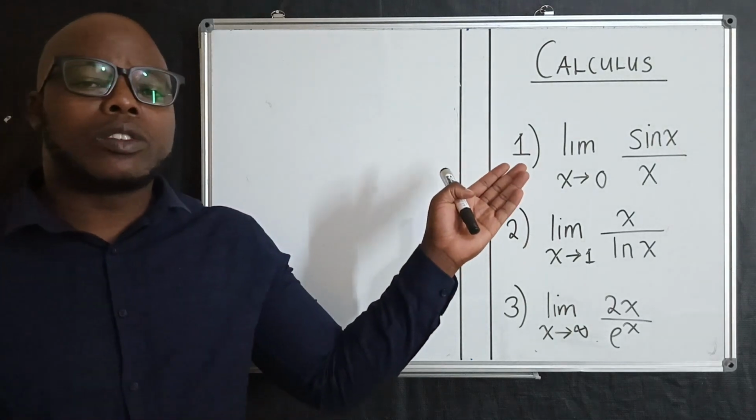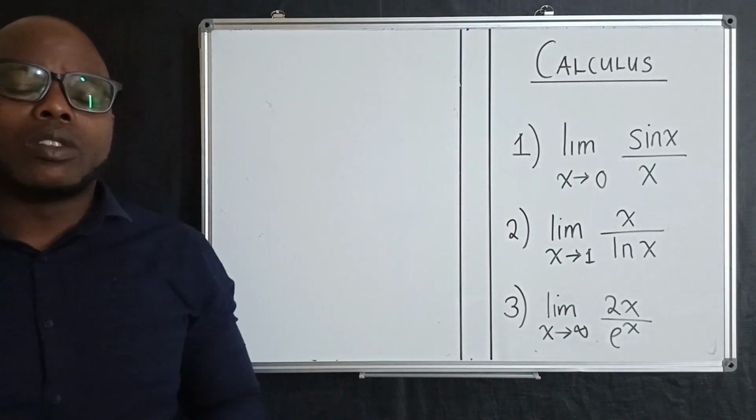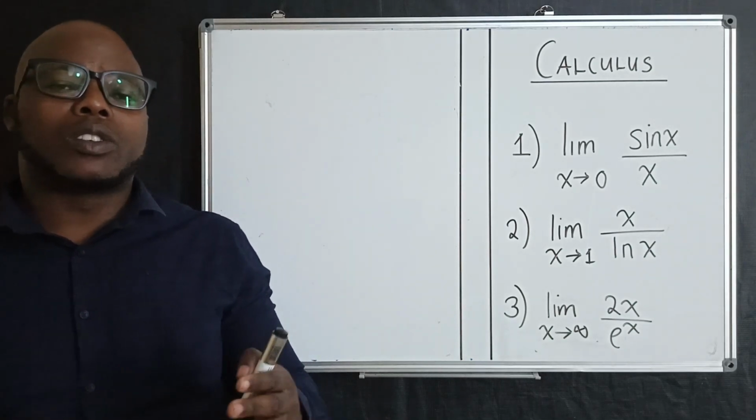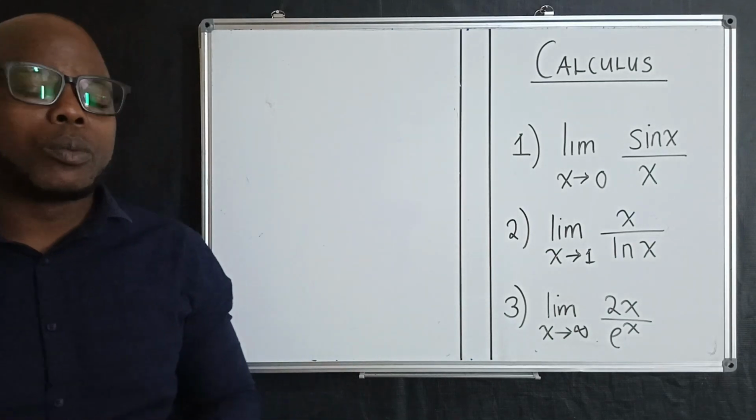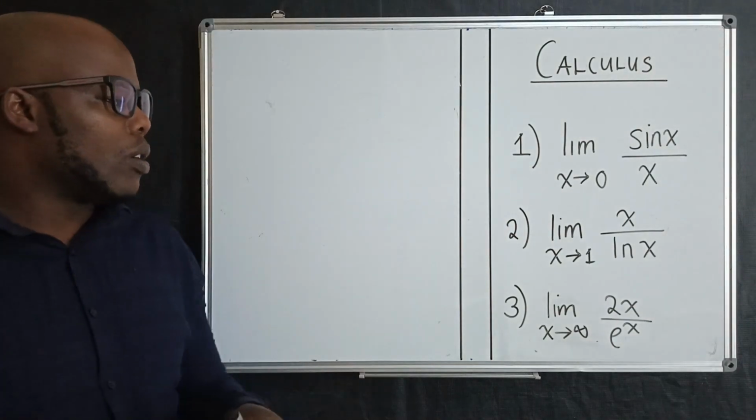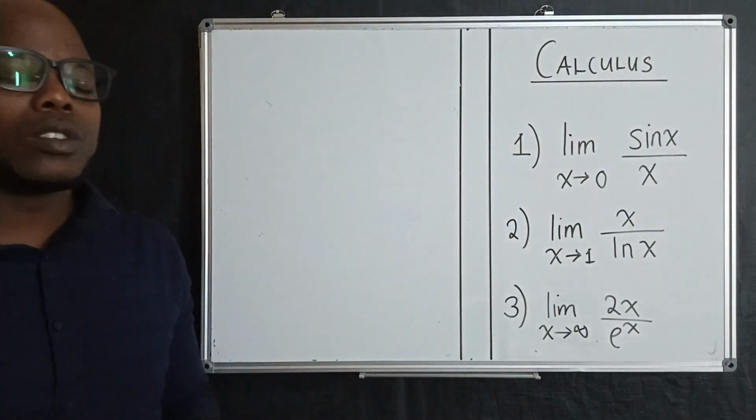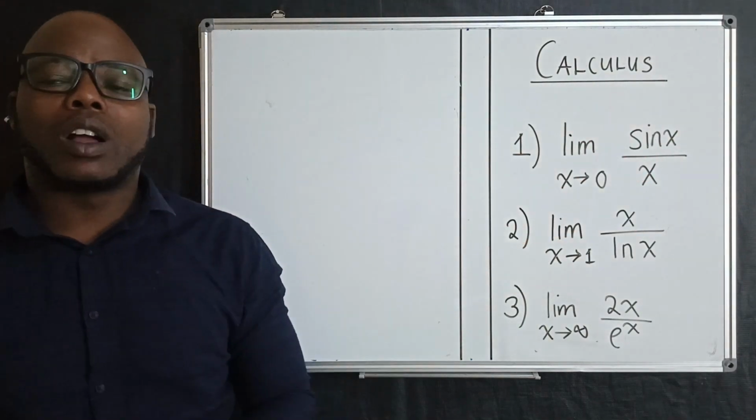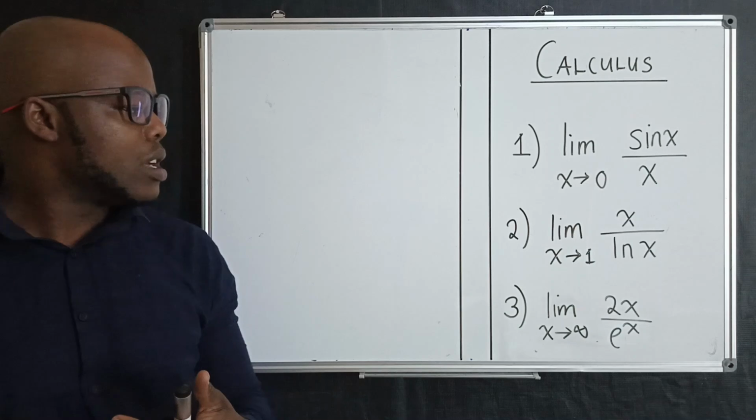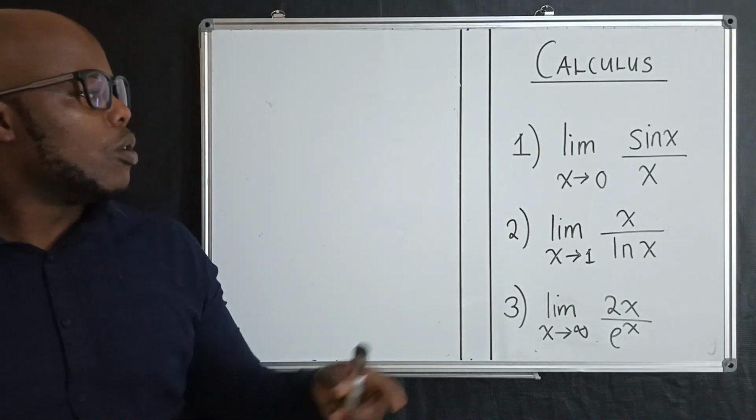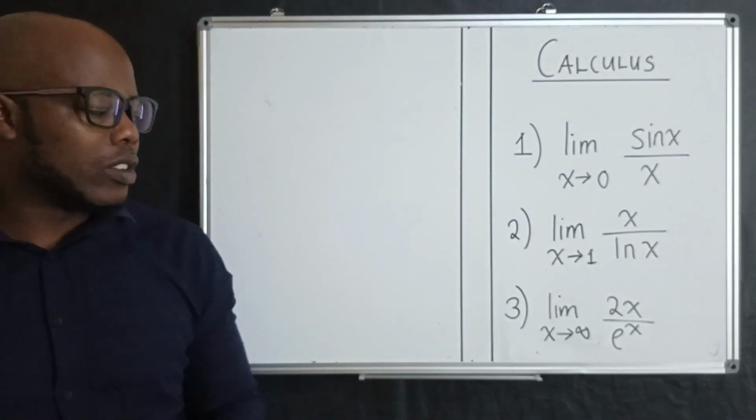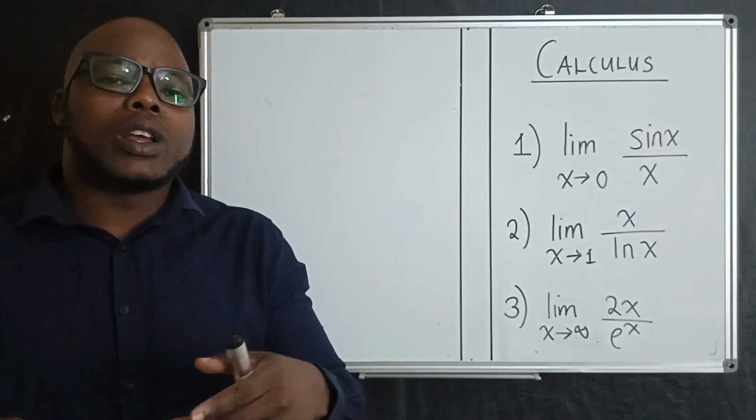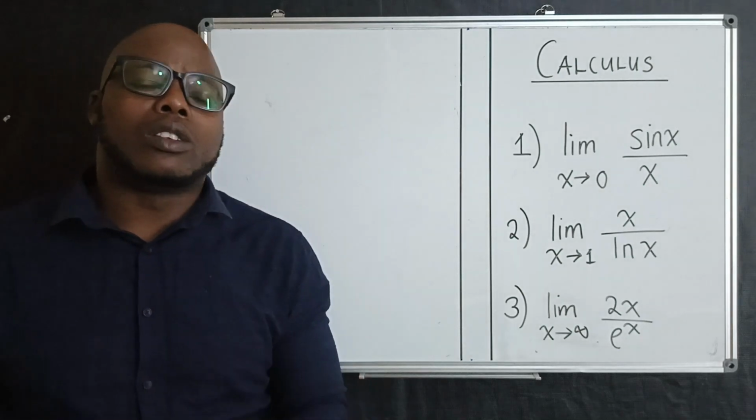Okay, so I've got these three questions under calculus. This is advanced calculus. So if you are in college or university, this is your calculus right here. They want us to find the limits. You can see the limit as x approaches 0 of sine x over x, the limit as x approaches 1 of x over ln x, and the limit as x approaches infinity of 2x over e power x.